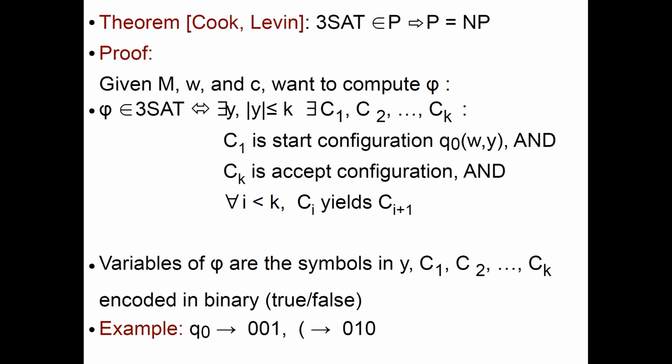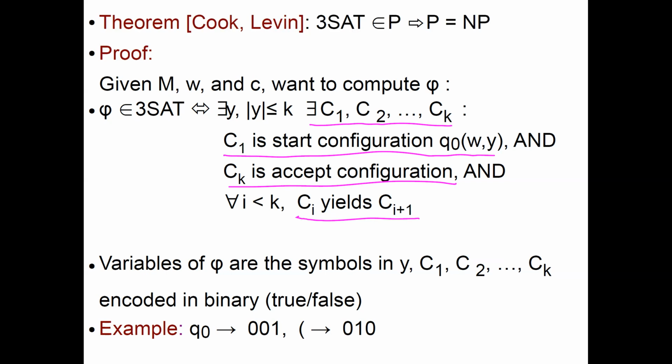Remember that the machine accepts the input w, comma y, if there exists a sequence of configurations where C1 is the start configuration, which is q0 w y, and Ck is the accept configuration, and for every i, Ci yields Ci plus 1.